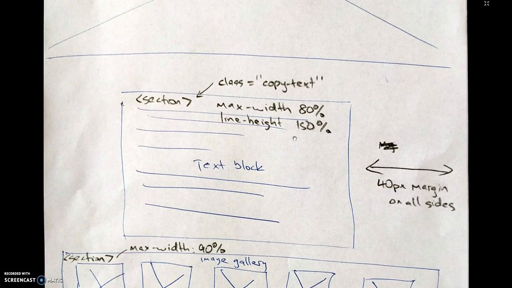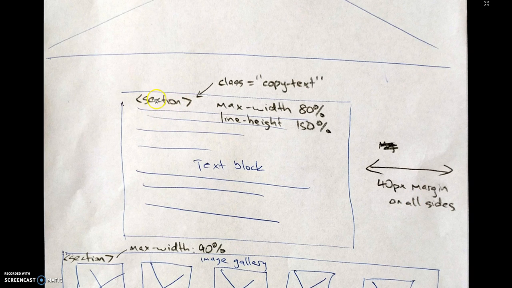Then if I scroll down, you can see that I've decided I'm going to put a section around this text that I have here, and I'm going to give it another class name. And I've already decided that the maximum width I want it to be is 80% of the window that it's in, and there's going to be 150% line height, so that's going to create some space between the lines. And I've decided I want to have some margin on either side.